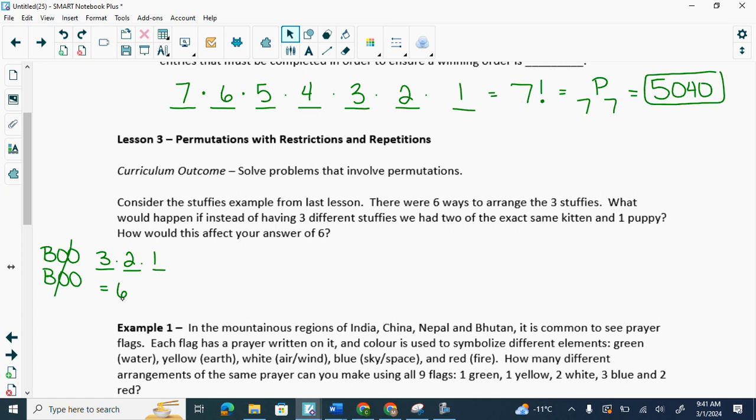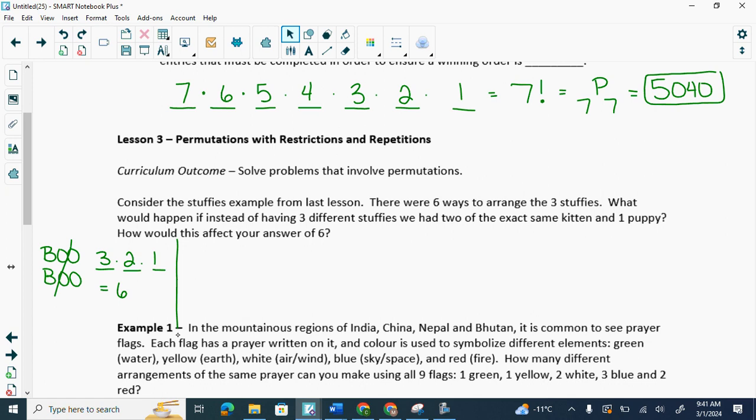So what would happen if instead of having 3 different stuffies, as in that last example, we have 2 of the exact same kitten and 1 puppy? So you can't tell the kittens apart. Not one's been played with more, so it has a floppy ear or something. They look exactly the same. Okay? How would this affect your answer of 6?